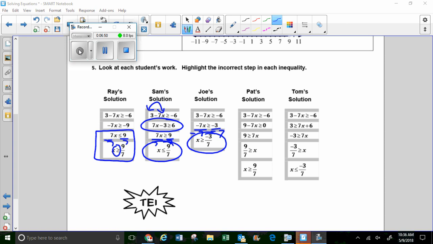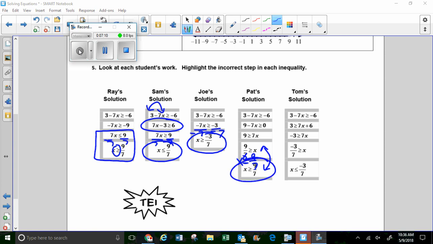Past's mistake is a common one that I see. It was from the second to last step to the last step. He switched x and 9/7, but he didn't flip the inequality sign. So when you switch these, you have to also account for that by flipping the direction of the inequality symbol. So there was Past's mistake.